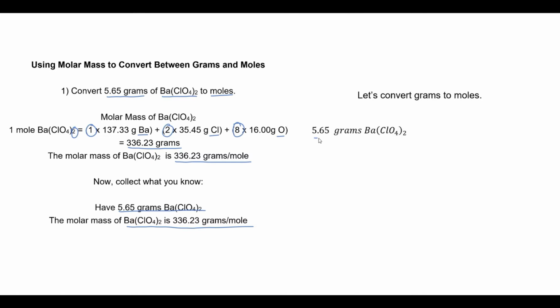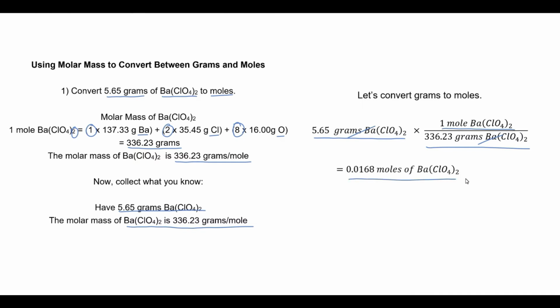So I'm going to start with what I was given, my 5.65 grams of barium perchlorate. I'm going to use the molar mass to convert it to moles. So I want to make sure that I put grams in the denominator and moles in the numerator so that my grams of barium perchlorate cancel and I am left with moles of barium perchlorate. And now I just plug and chug into my calculator and I get 0.0168 moles of barium perchlorate.